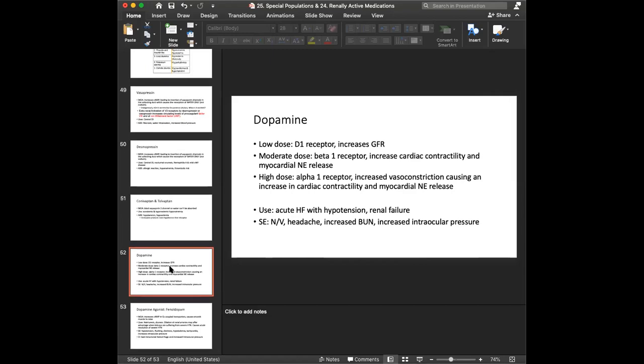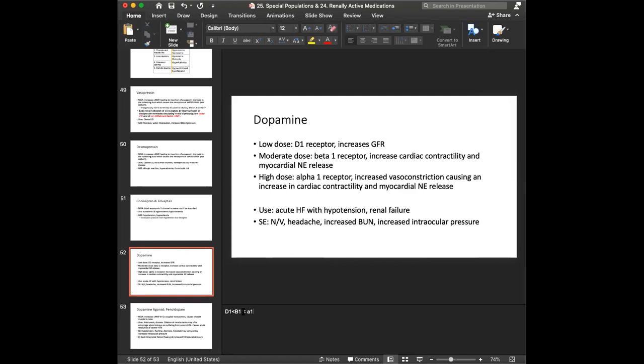Okay, dopamine is going to be at low dose. It's the D1 receptor and it increases GFR. If we increase the dose, so if we look at it, it's D1, and then increased is going to be beta 1, increased is going to be alpha 1.